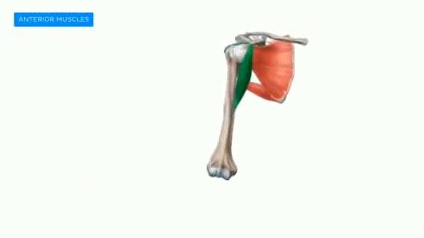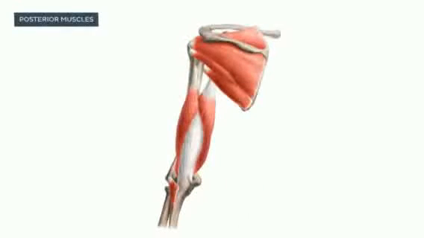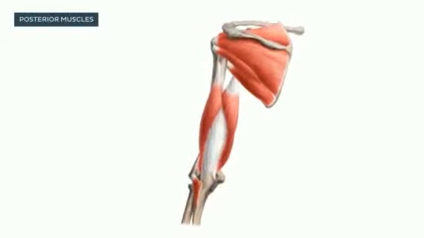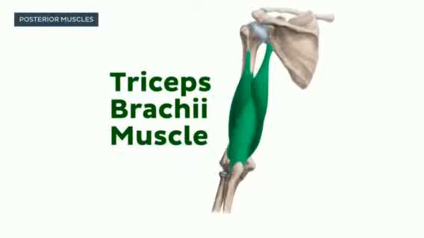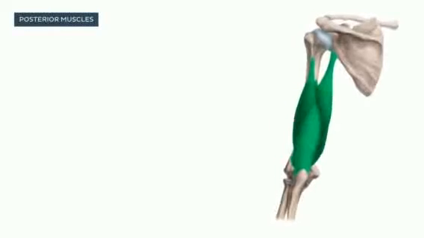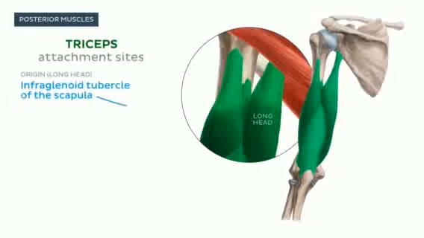That means it's time to turn our attention to the posterior or dorsal group, beginning with the first muscle on our list here, which is the triceps brachii. As its name suggests, the triceps brachii muscle has three heads. So there is the long head seen here, which has its origin or proximal attachment at the infraglenoid tubercle of the scapula right here.